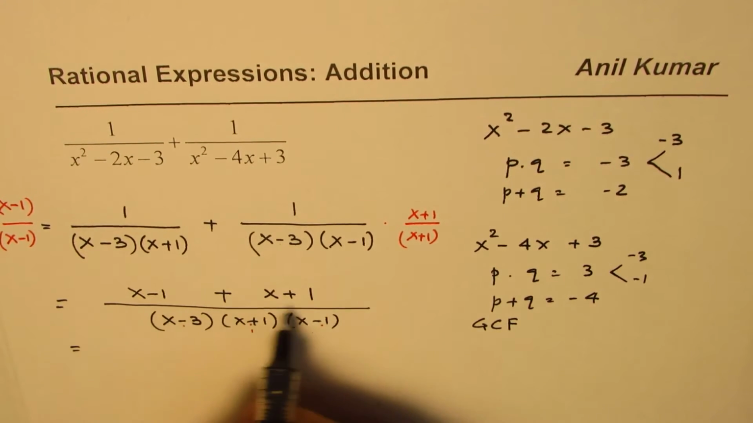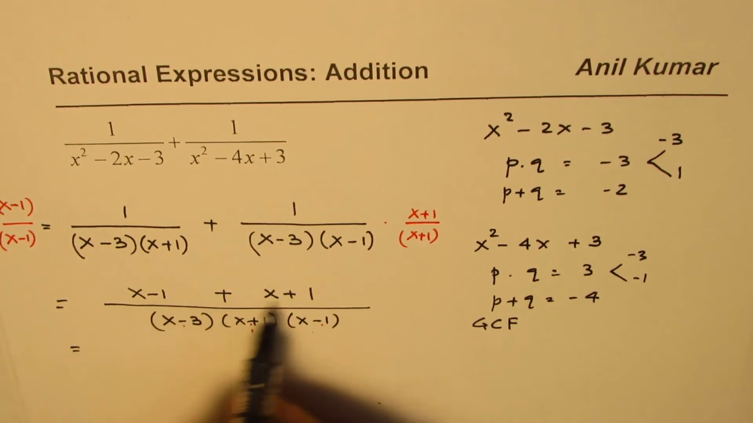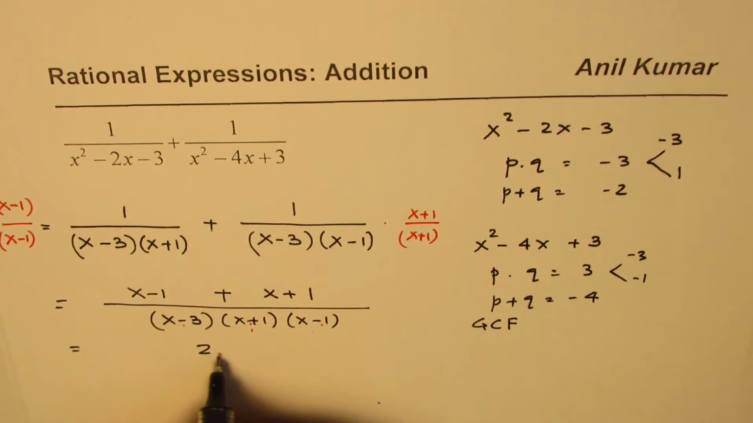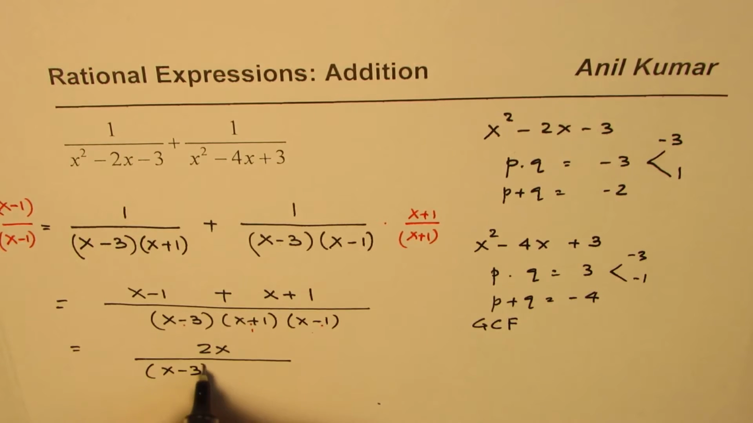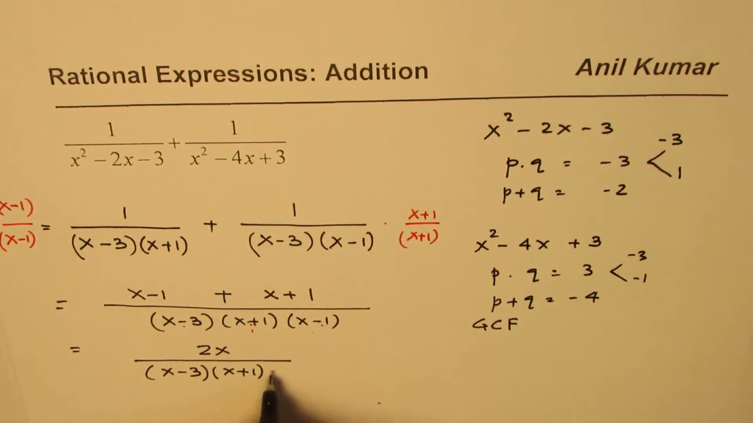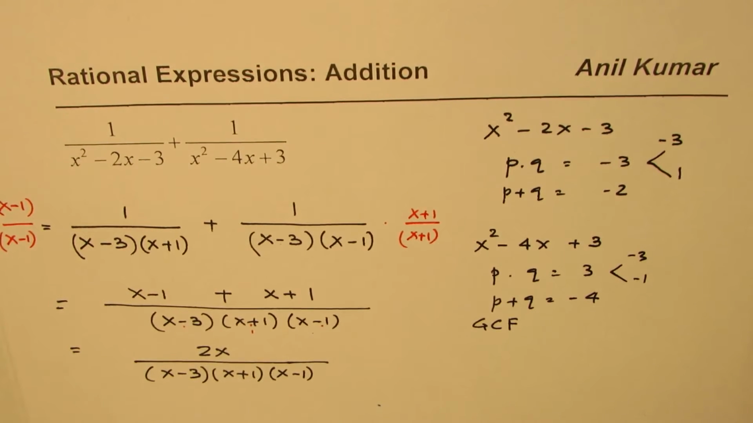Now we can add. So 2x, minus 1 plus 1 is 0. So we get 2x in the numerator, and the denominator for us is x minus 3 times x plus 1 times x minus 1. Okay, so that is our denominator.